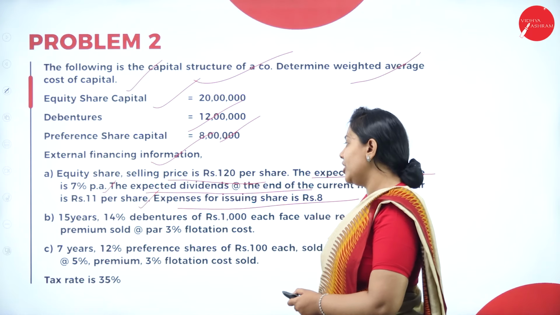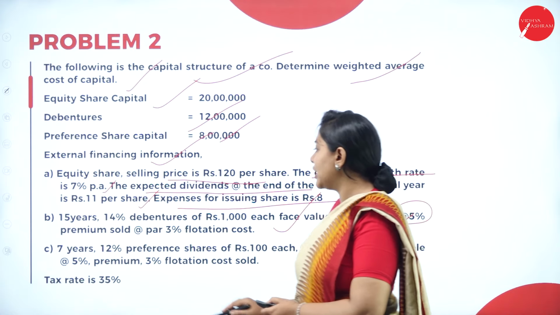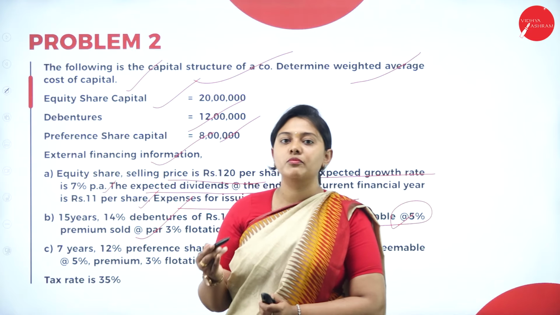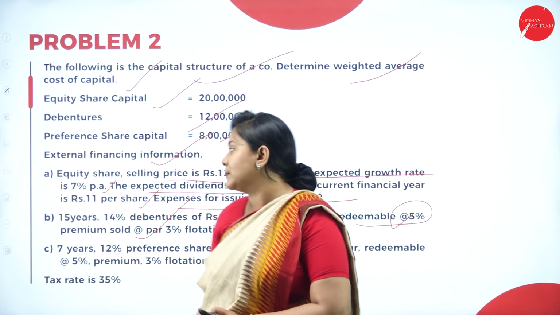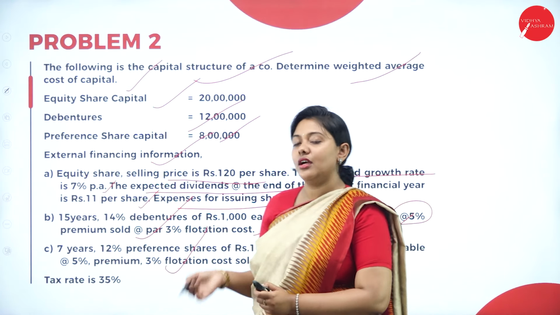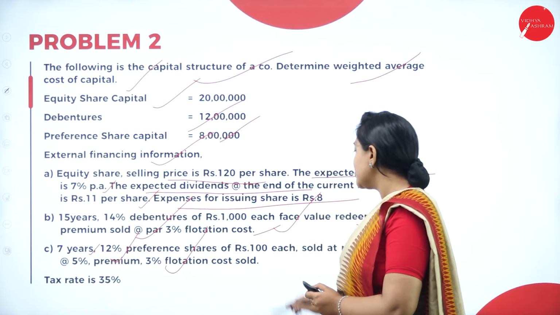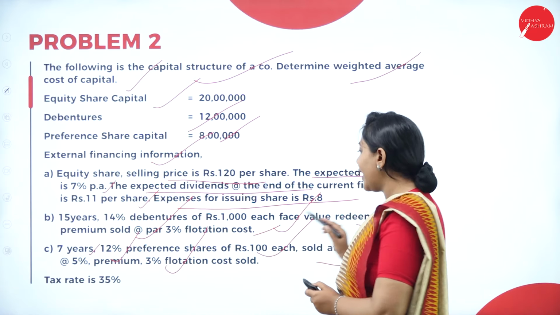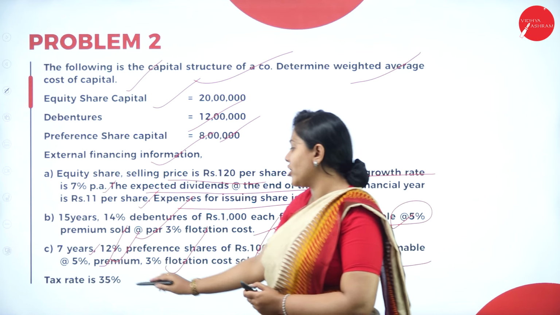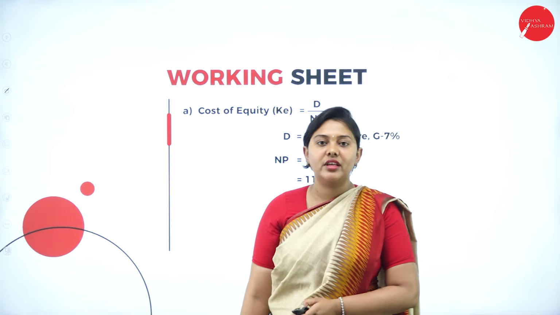Next, 15 years, 14% debenture of rupees 1000 each, face value, redeemable at 5% premium, sold at par, 3% flotation cost. It is a redeemable debenture. Next we have 7 years, 12% preference shares. Again it is a redeemable preference share. 7 years, 12% preference shares of rupees 100 each, sold at par and redeemed at a 5% premium. 3% is the flotation cost. Tax rate is 35%. Next you need to calculate the WACC.